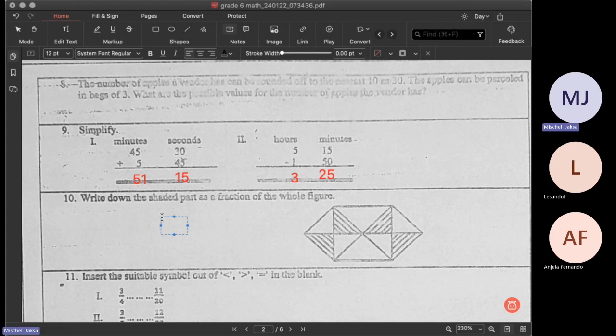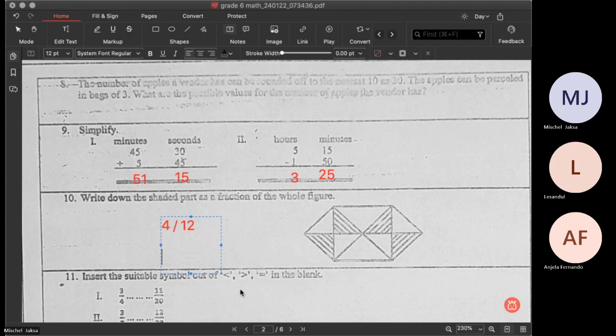Okay, 10th question. Write down the shaded part as a fraction of the whole figure. What are the answers that you wrote? 4 over 12. What, Angela? I can't hear you. 4 over 12. 2 over 12. Okay, let's see. Miss, you're considering 4 over 12. Is it like 2 over 6?